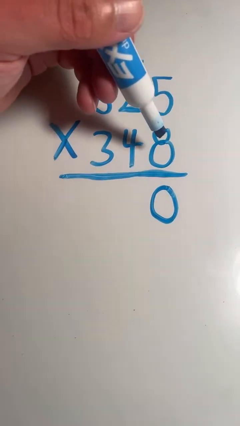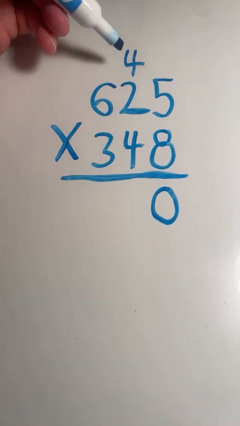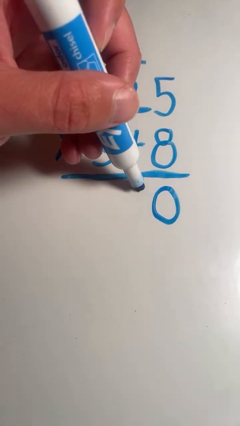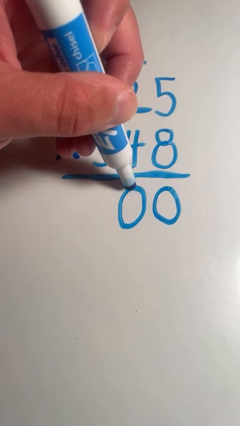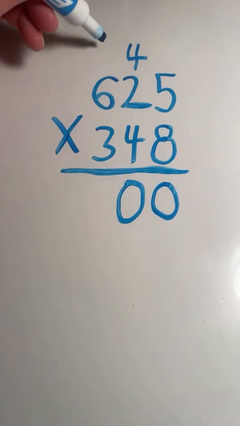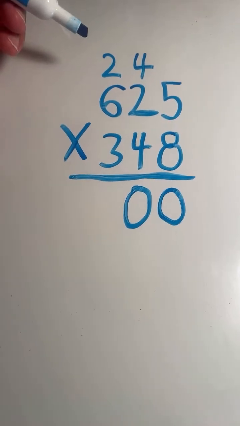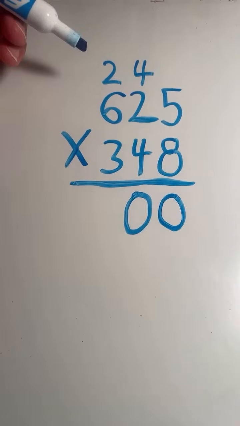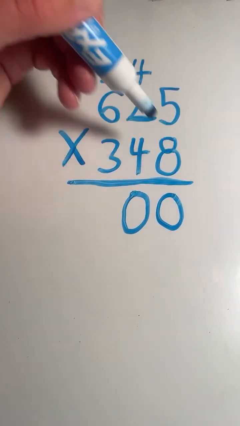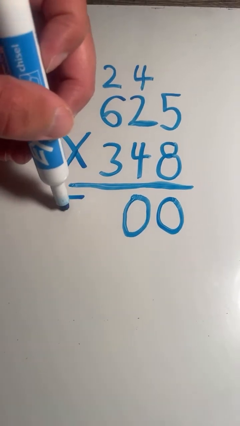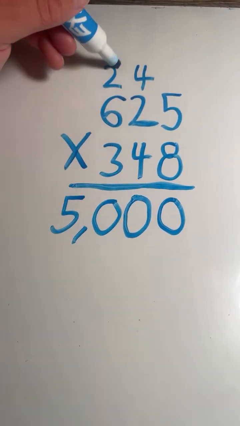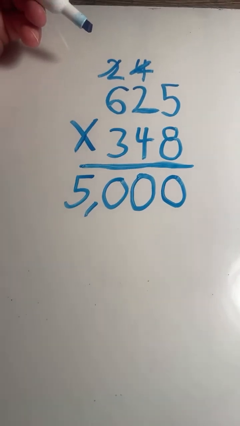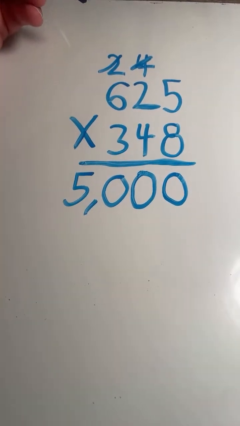2 times 8 equals 16. Plus 4 equals 20. Again, we got to regroup. The 0 in 20 goes in the tens place. The 2 in 20 gets carried over to the hundreds place. 6 times 8 equals 48. Plus 2 equals 50. And it's always good to cross out the numbers that you carried over as soon as you added them.